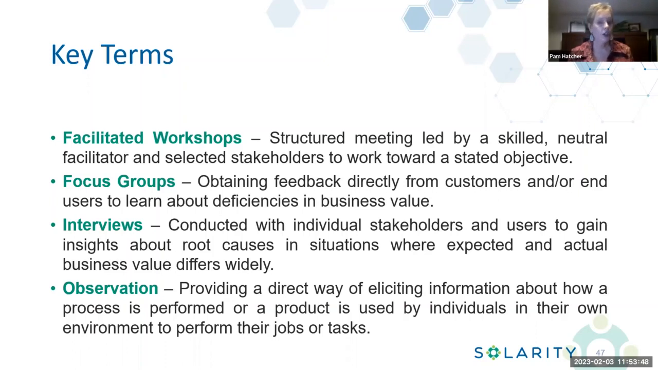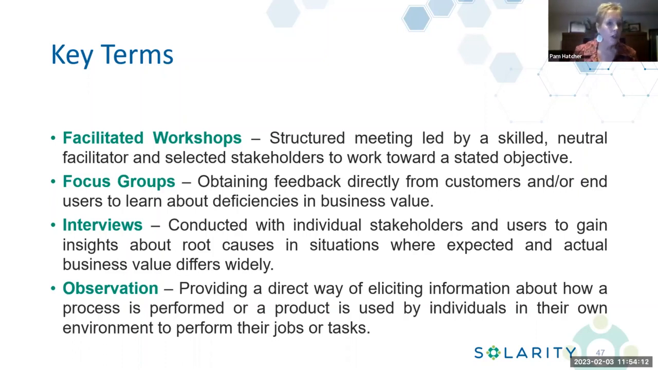Facilitated workshops is just that. You're working toward a stated objective in a structured environment to make sure the workshop is effective at drawing out what you need. Focus groups are pretty much doing the same thing, but you're learning more about deficiencies and trying to focus on a particular question or particular area, and getting that feedback directly that way.